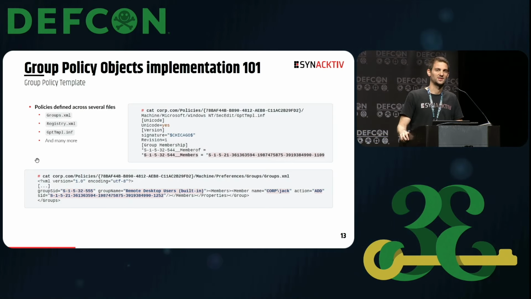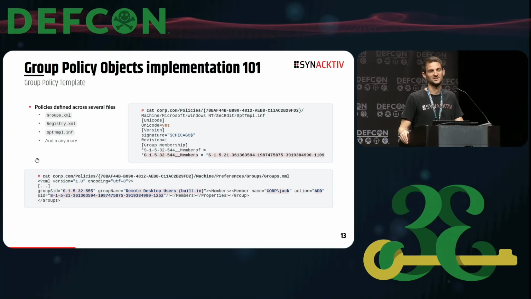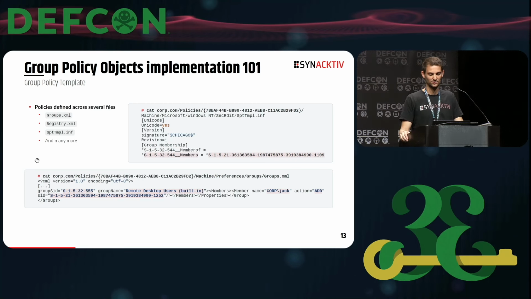And the other part, the SMB part, is the group policy template. So in the SMB share, you have multiple configuration files, such as Groups.xml, Scripts.xml, and so on, where you can specify those settings. If I take a quick example, on the bottom, you see Groups.xml, which is where you can assign group memberships. Here we can see that the user Jack is added to the Remote Desktop Users group.